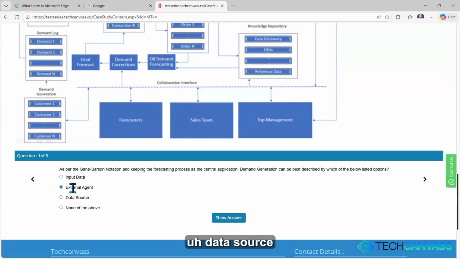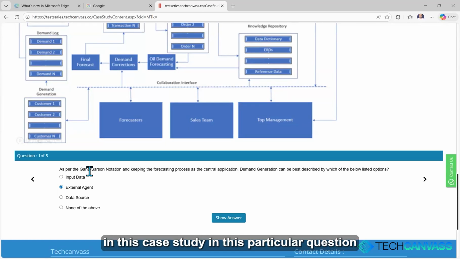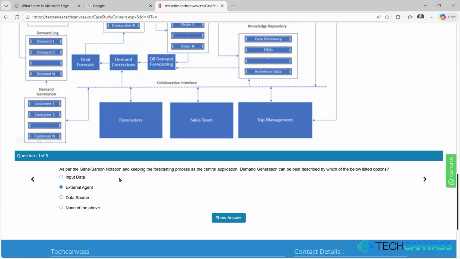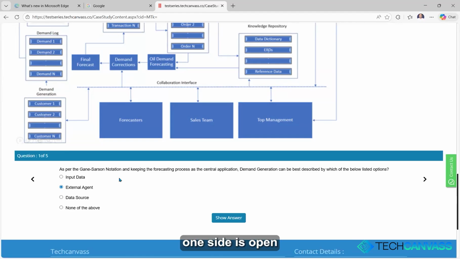If you look at BABOK, it talks about two notations, right? And in this particular question, they have mentioned Gane-Sarson notation. Now, if you remember, what is the notation in Gane-Sarson? In Gane-Sarson, we have a three-sided rectangle. One side is open, right? In Yourdon notation, we have parallel lines for data store. It's a simple rectangle.